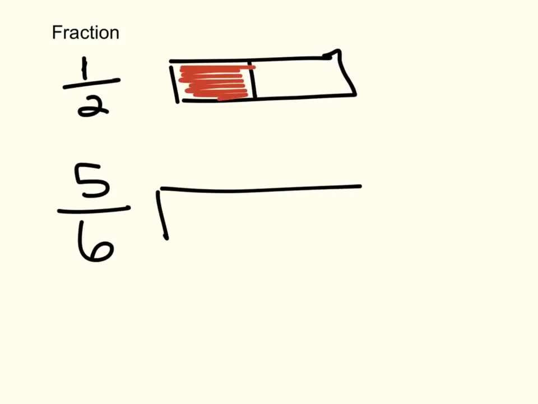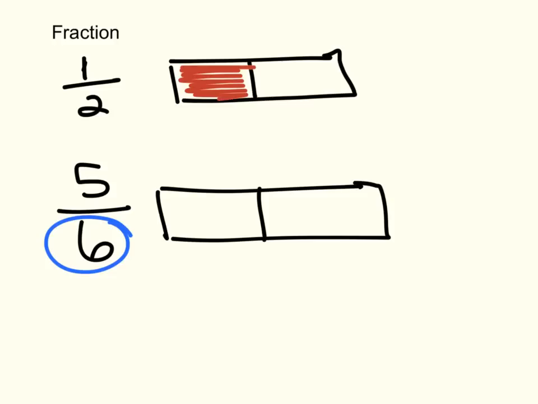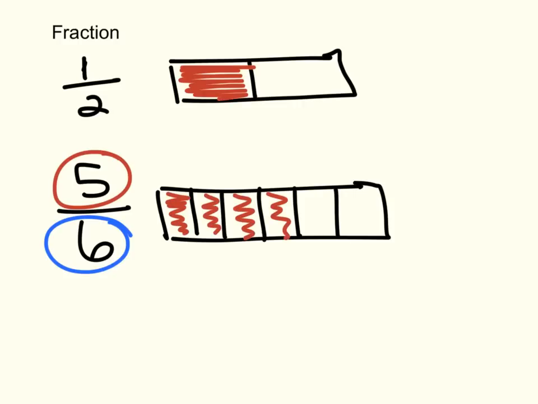5/6. If I have one like this, again, this denominator right here tells me how many pieces I'm going to break my part into. And for the sake of trying to make them even, I know that I can have a half, and each half is going to be broken into threes. Now, the numerator tells me how many of these pieces I have. 1, 2, 3, 4, 5. So I can shade in to represent that 5/6.